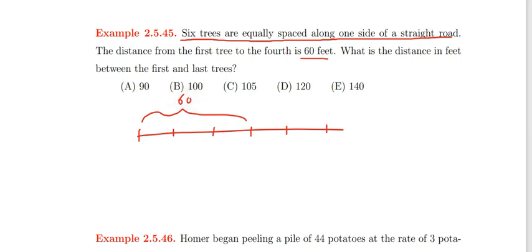So we know each distance is 20 feet. So we can easily find the distance between the first one and the last one. So 20 multiplied by 5, because we have 5 intervals.